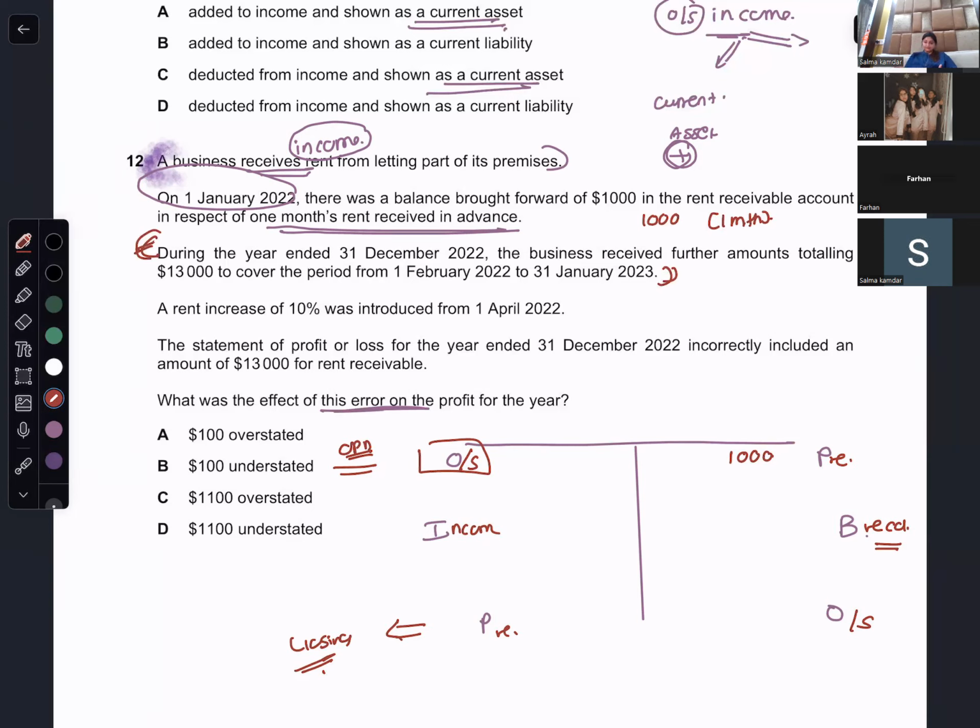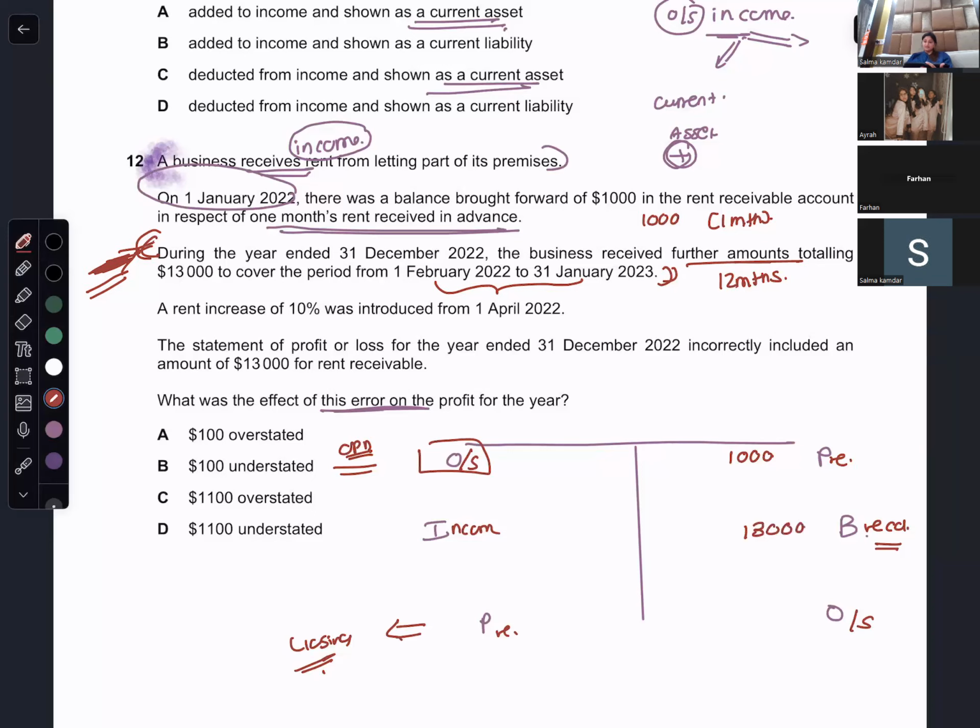A rent increase of 10% was introduced from 1st April 2022. Read properly. During the year ended 31st December 2022, the business received further amounts totaling 13,000 to cover from 1st Feb 2022 to 31st Jan 2023. So they have received further amounts from Feb to 31st Jan. For how many months have they received? For 12 months. How much? 13,000.